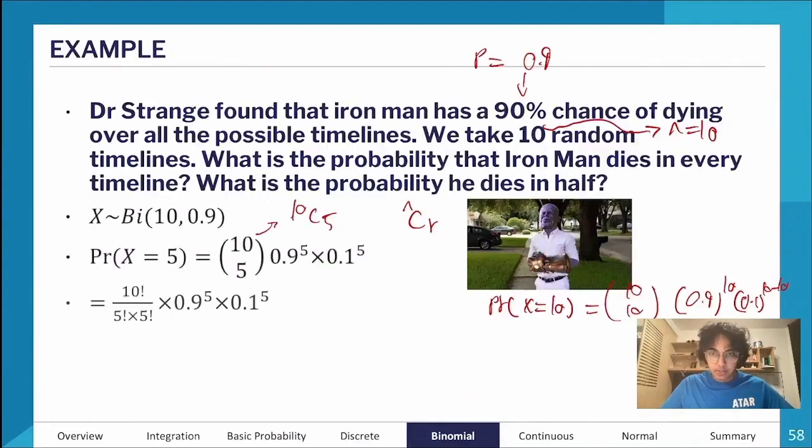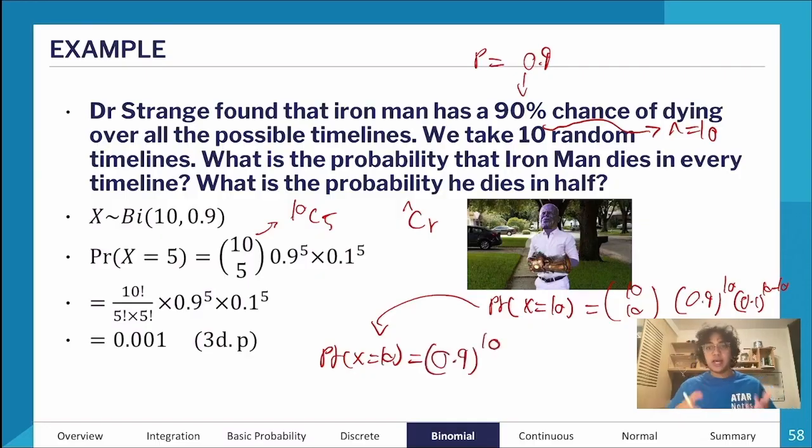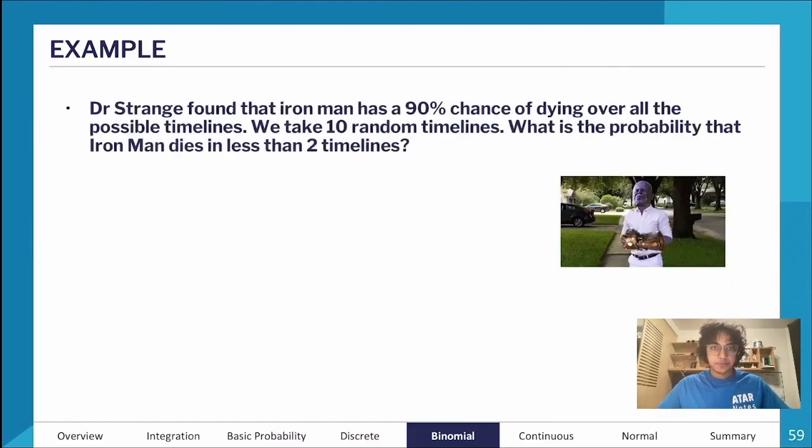Sorry, I went back a little bit. And so really, this is just X is equal to 10, dies in all timelines. It's just equal to 0.9 to the power 10, which is the same as saying he dies in timeline 1 and dies in timeline 2 and dies in timeline 3 and so on, right? I've just multiplied 0.9 by itself 10 times. Cool. Hopefully that makes sense.